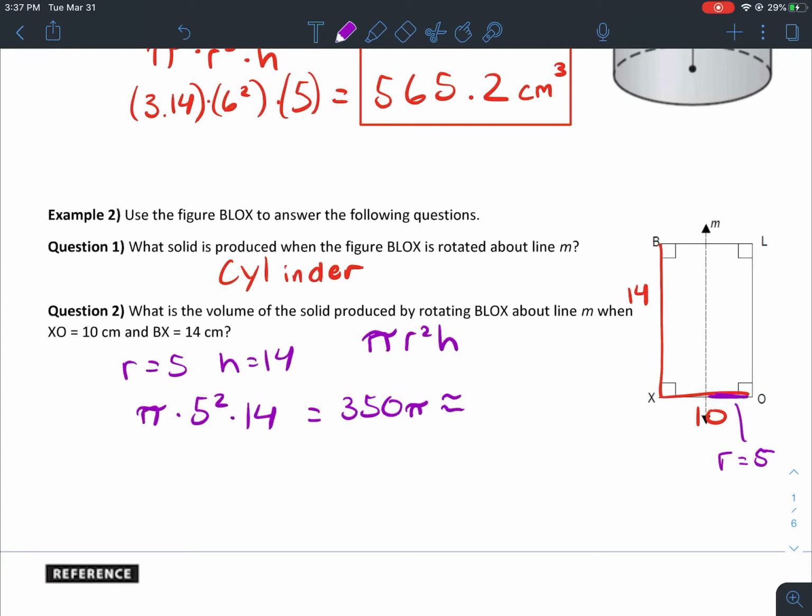And then for an approximate answer, I got 1099.56. So if we wanted to round that to the nearest tenths place, we could say 1099.6. And then the units on that are going to be centimeter cubed. So that is our answer there.